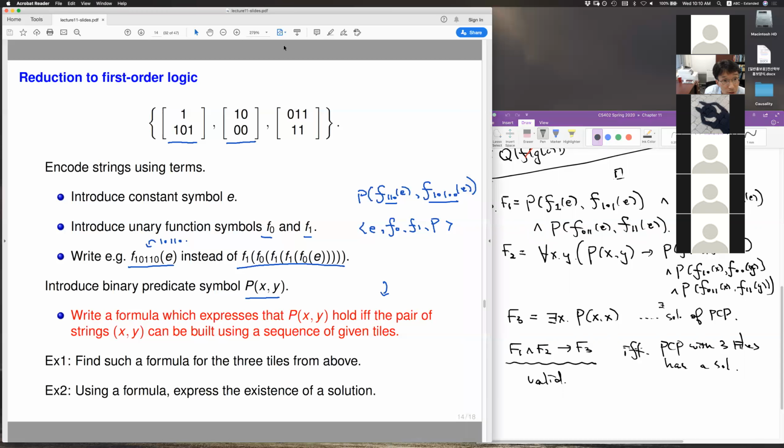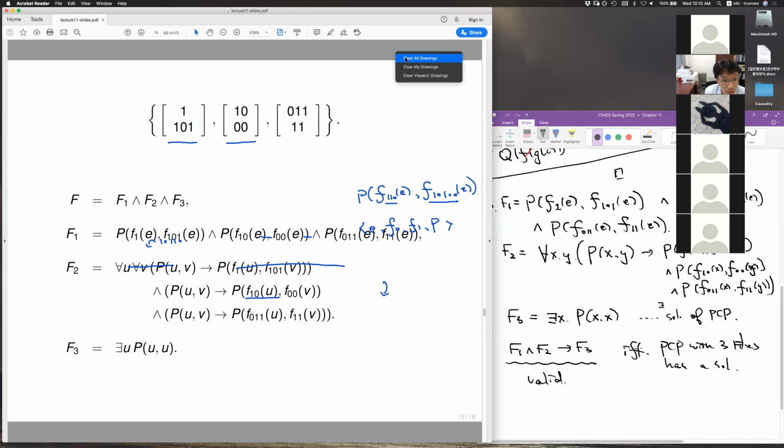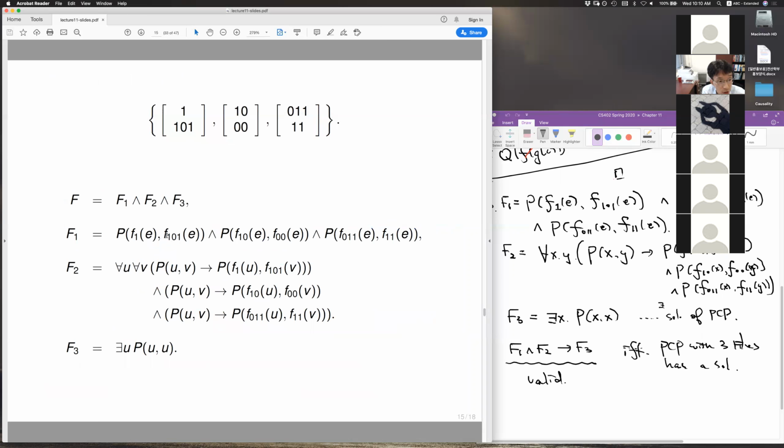So let me just go next. That's the encoding that I just told you. This F is not F1, F2, and F3; I think there's just some typo. So really the formula we care about, we want to check whether this is valid or not. The formula we care about is these implications. And then checking this validity, we convert to unsatisfiability and so on.